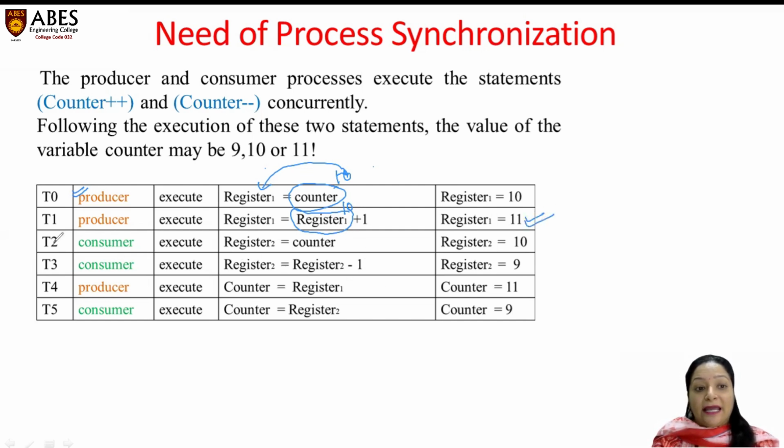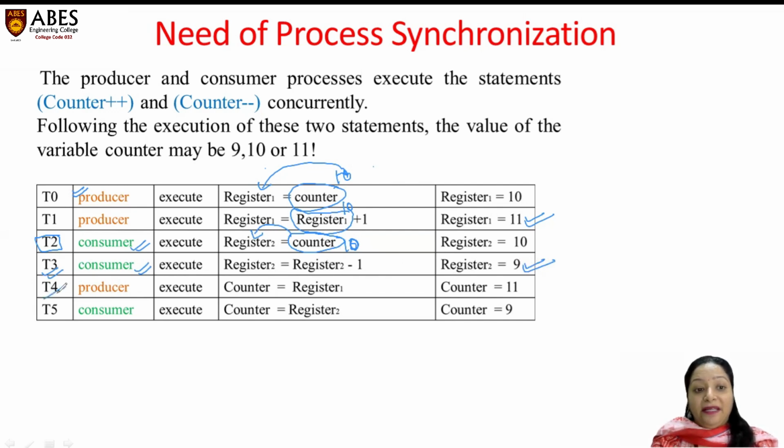Now, at the time instance T2, the consumer takes the hold of CPU and it executes the instructions. So basically, for the consumer, the counter value is 10 and it saves its counter value into register 2, and in the subsequent instruction at time T3, it executes the statement counter--, resulting in the value of register 2 being decremented by 1, and the value will be 10 minus 1, that is 9.